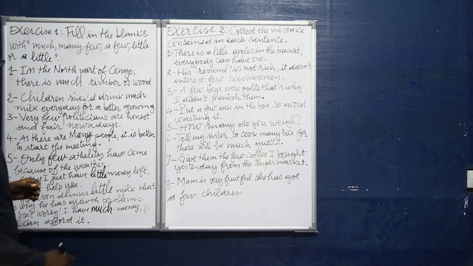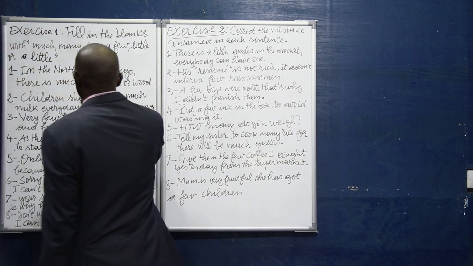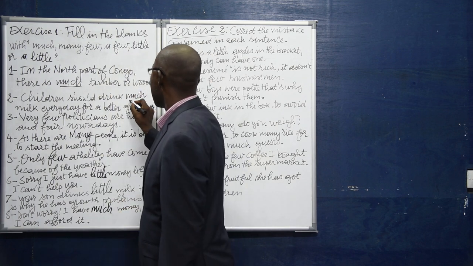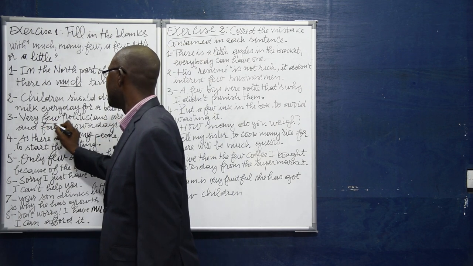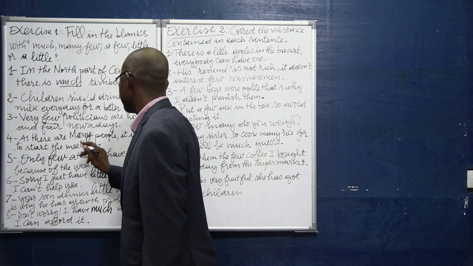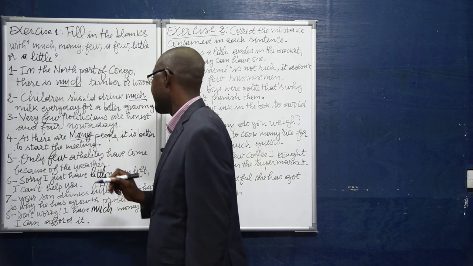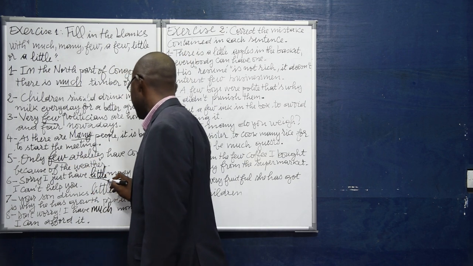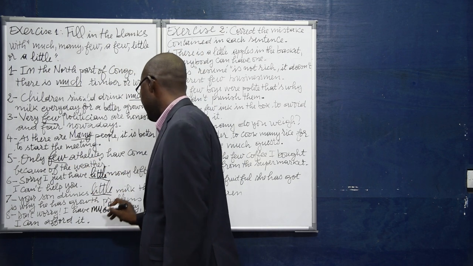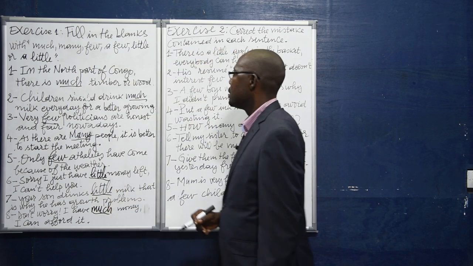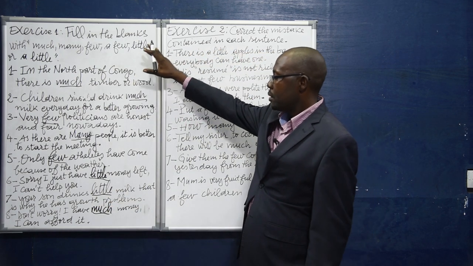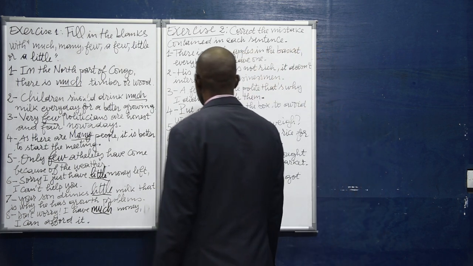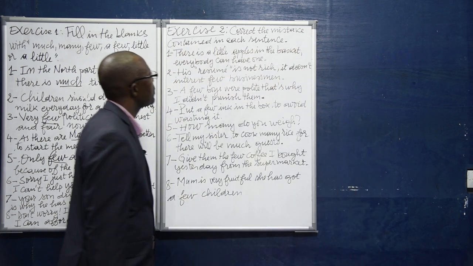From this exercise, we see the quantifiers we have used. Here, it is much, few, after few, we have many, we have few again, we have little, we have little, and we have much. So, these are the best answers. So, we are going to move to the second one.